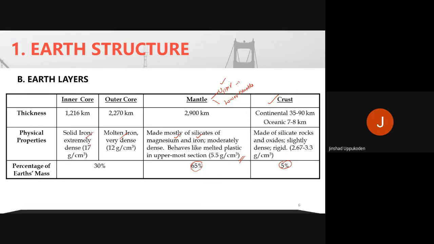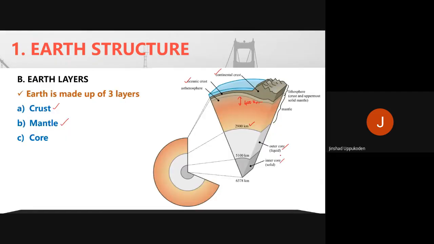Why? Because the pressure at the inner core is very high, maybe 4 million atmospheres, and the density is very high, maybe 13.5 gram per centimeter cube. Due to the high pressure, despite a very high temperature of approximately 2500 degrees Celsius, the inner core is solid, compared to the outer core, which is liquid in nature.